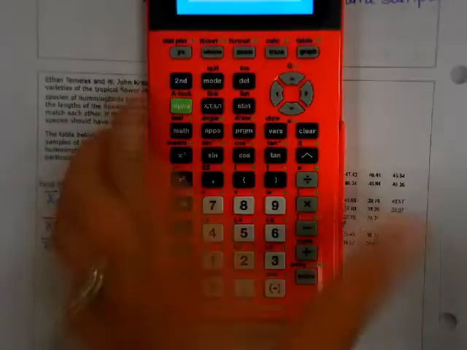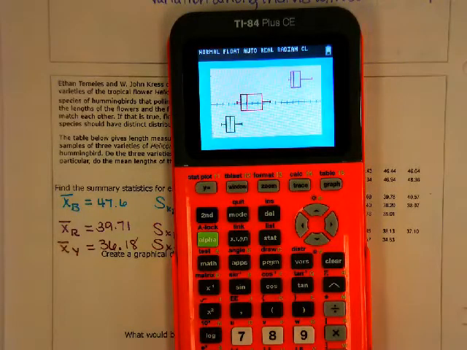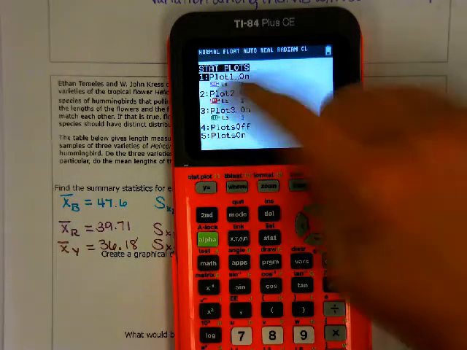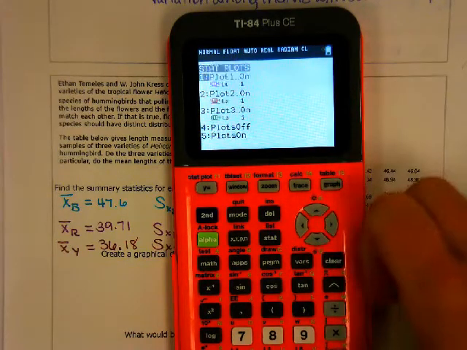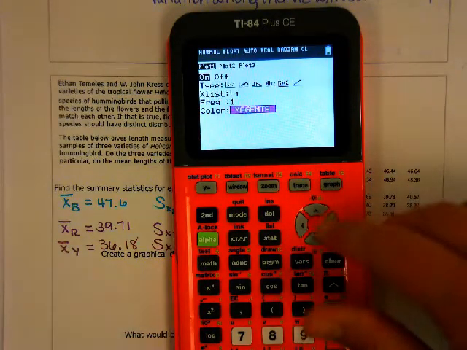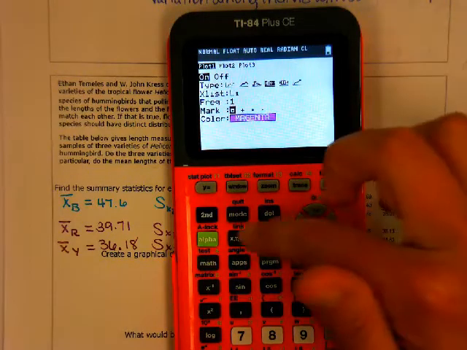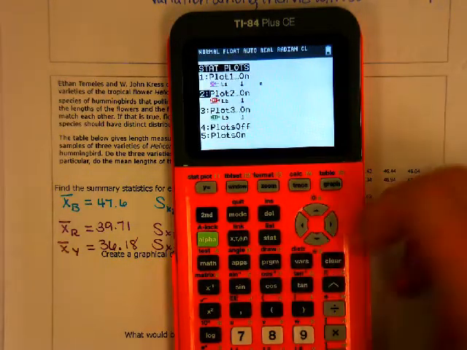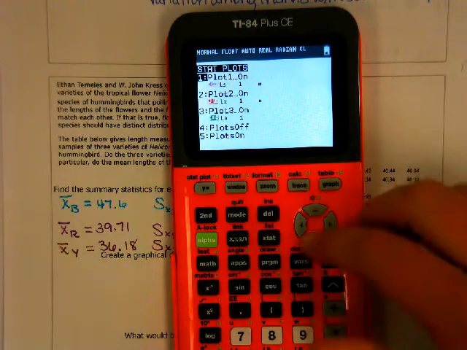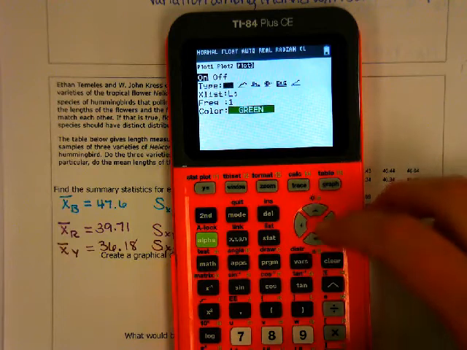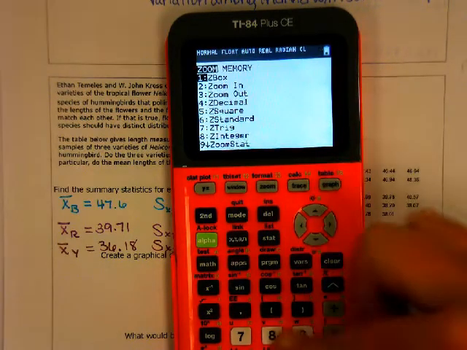So you can turn all three plots on at once. Plot 1 is on using list 1. Plot 2 is on using list 2. Plot 3 is on using list 3. So you can see all of them at once. Then you would hit zoom 9 so that it picks a good window for you. And there's our 3 box plots for the different flowers.